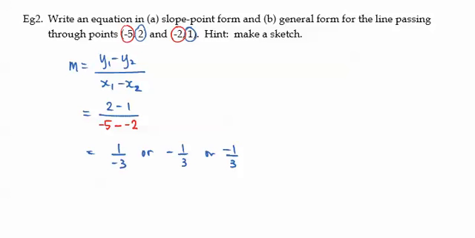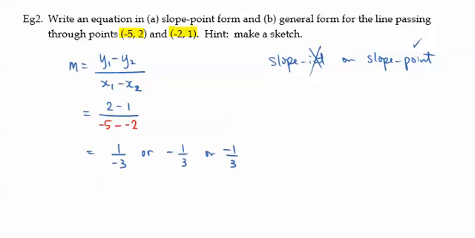Once we have the slope, are we given the y-intercept? Should we use the slope-intercept form or slope point form? Slope point form, yeah. We don't have the y-intercept. We have 2 points given to us. Which of the 2 points should we use? (-5, 2)? Can it be (-2, 1)? Yeah. It doesn't matter which of the 2 points we use.